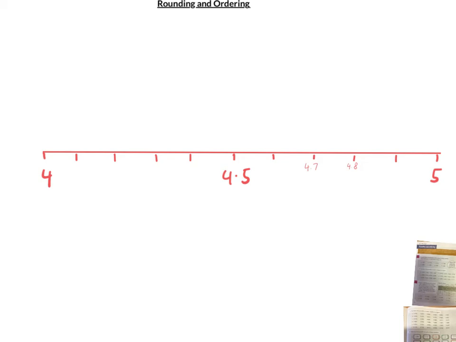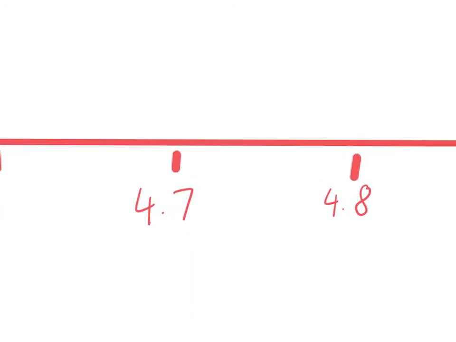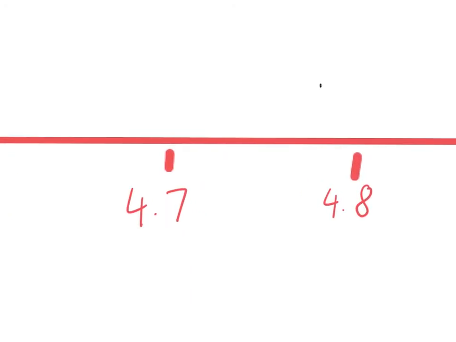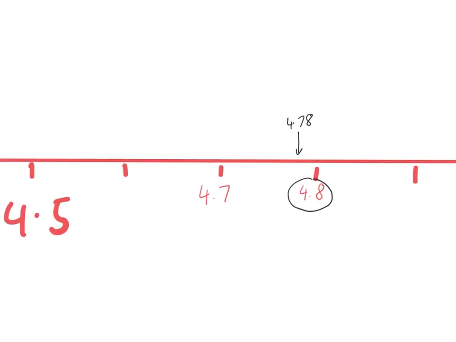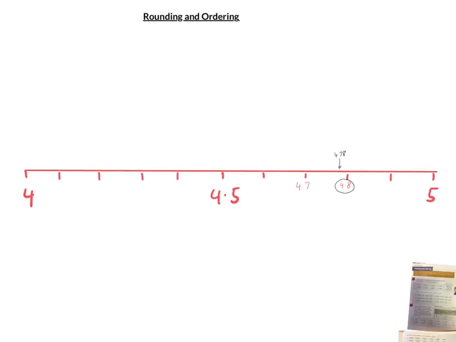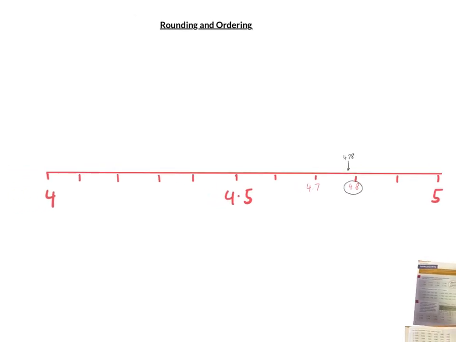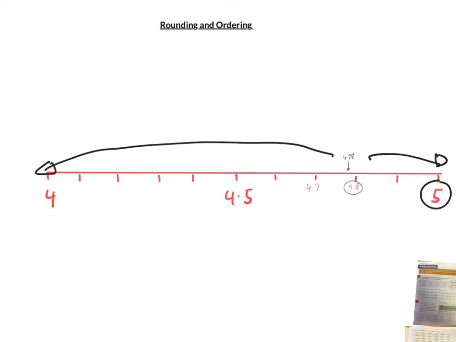Again, if we think about where 4.78 would be on the number line, it helps us to visualize it. So in between 4.7 and 4.8, it's going to be closer to 4.8. And that helps us to round. So we can see, obviously, that it rounds to the nearest tenth, which is 4.8, but also we can see that if we're rounding it to the nearest whole number, it's much closer to 5 than it is to 4. So it rounds up to 5.